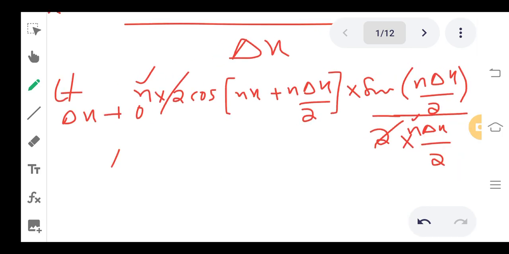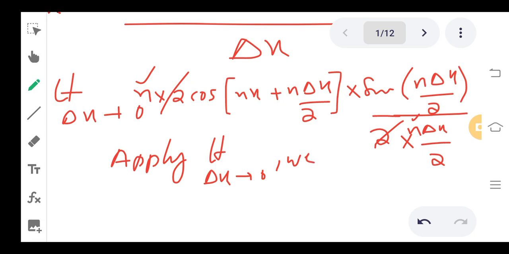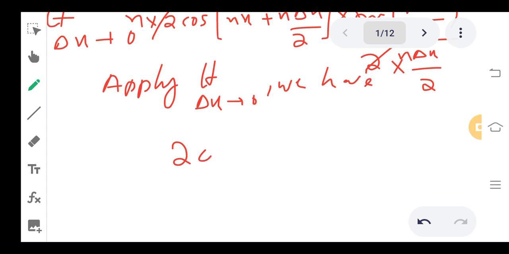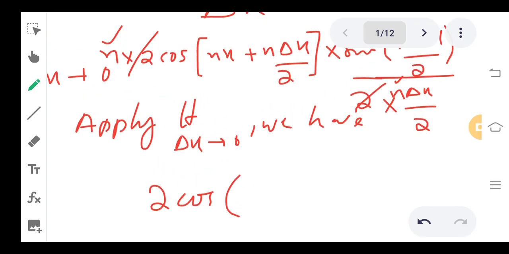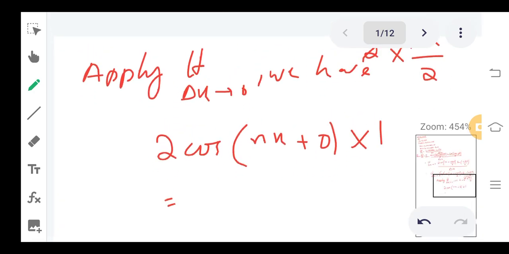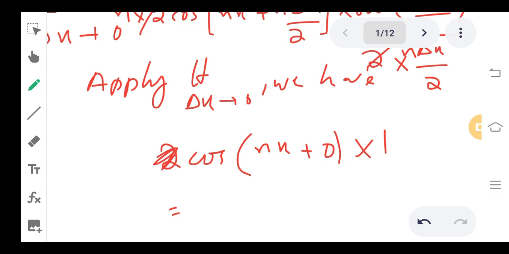So applying the limit as delta x tends to 0, we have 2 cos of (nx plus 0), multiplied by, this will be the 1, okay, this is not the 2, sorry, so here will be the n.